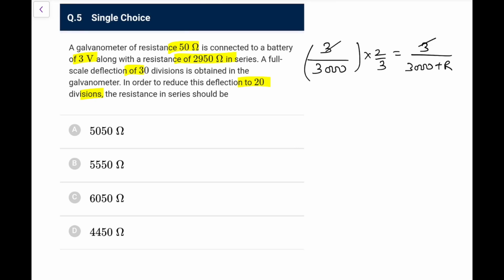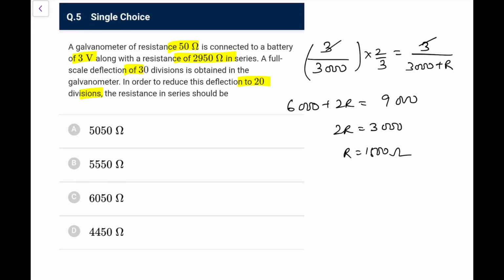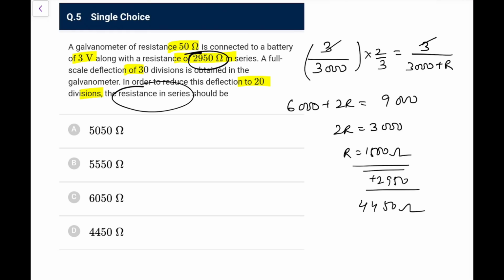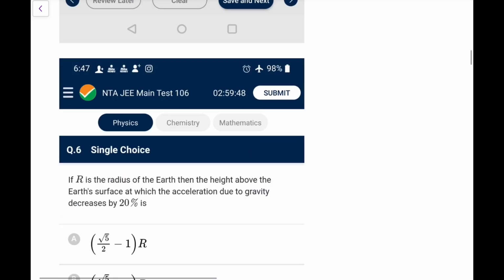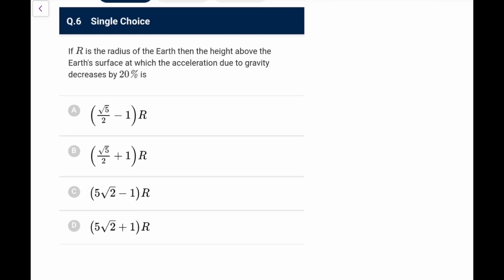So this 3 goes, what you have, 6000 plus 2R comes out as 9000. So 2R is 3000, if I'm doing it right. So R is 1500 ohms, but none of the options is coming. So I think they would be treating the total resistance that should be put, not the additional one. So then I should add this 2950 also. If I add, it would be 4450, and that should be the answer D. So they are assuming 2950 is removed and the additional resistance that you require. So you can convert that. I was lucky that that option was not given.